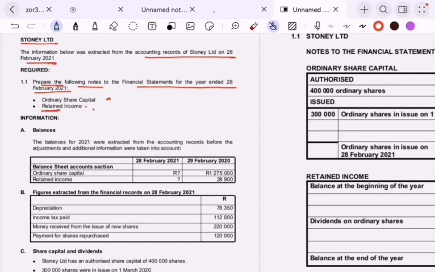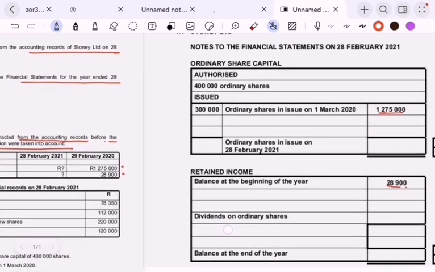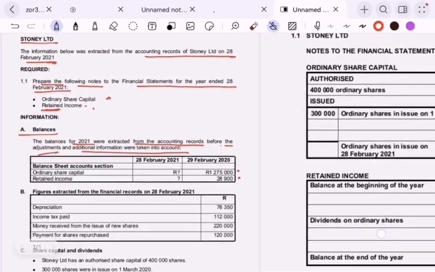Perfect. So, information A, balances. They said the balances for 2021 were extracted from the accounting records before the adjustments and additional information were taken into account. Okay, these are our adjustments. We had the beginning balances for both your retained income and your ordinary share capital. So you want to quickly take those two amounts and put them where they should be placed. By the look of things, they were already placed for us. So those were the opening balances for both your ordinary share capital and your retained income.